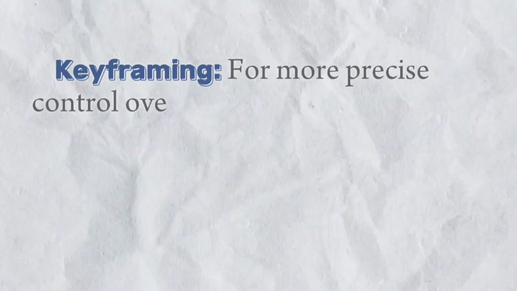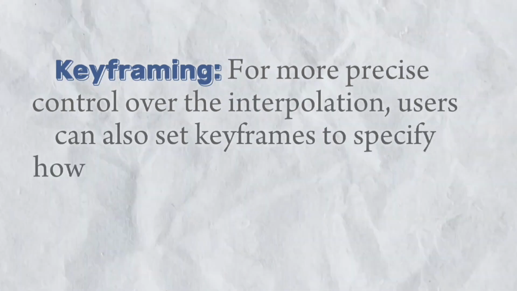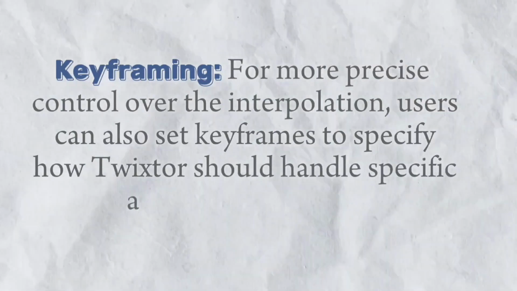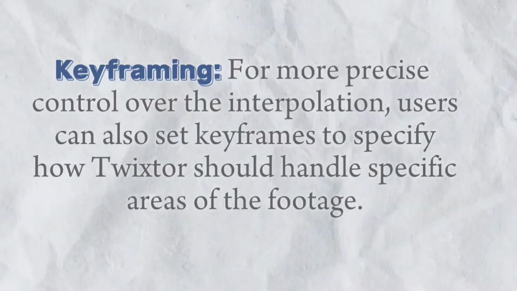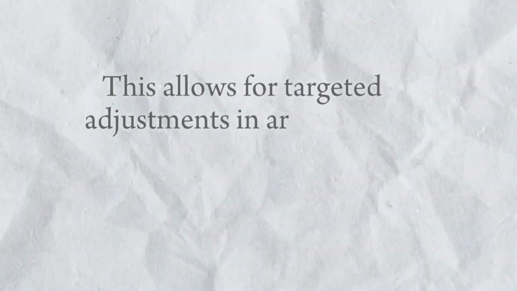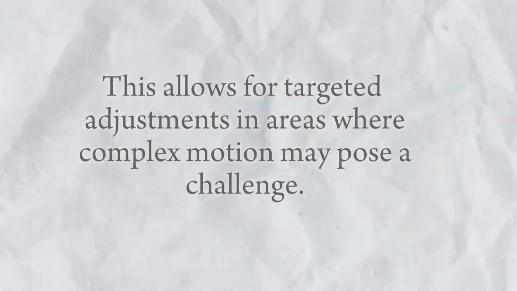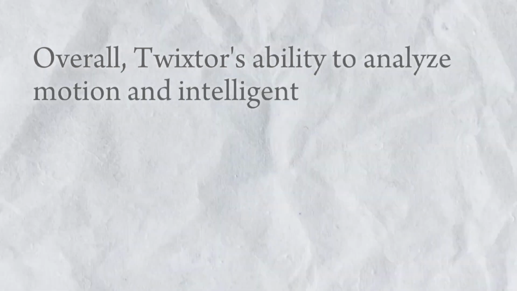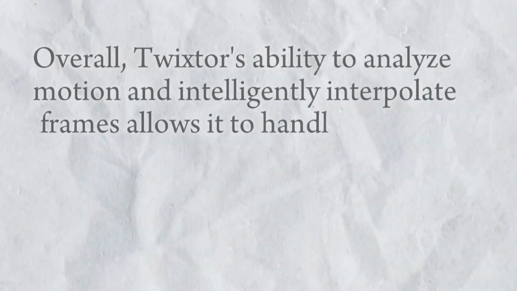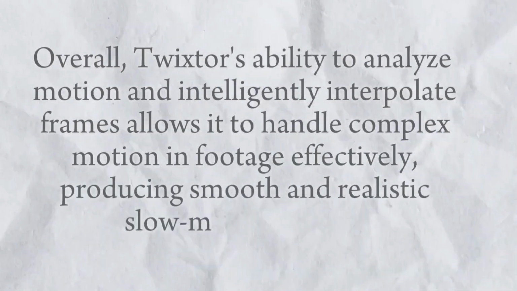Keyframing. For more precise control over the interpolation, users can also set keyframes to specify how Twixtor should handle specific areas of the footage. This allows for targeted adjustments in areas where complex motion may pose a challenge. Overall, Twixtor's ability to analyze motion and intelligently interpolate frames allows it to handle complex motion in footage effectively, producing smooth and realistic slow motion effects.